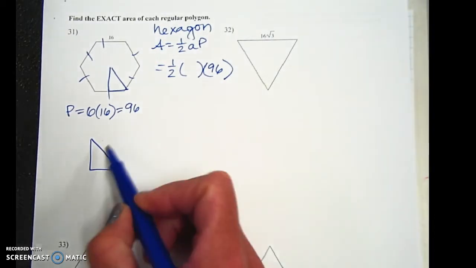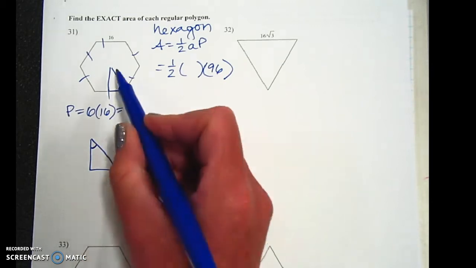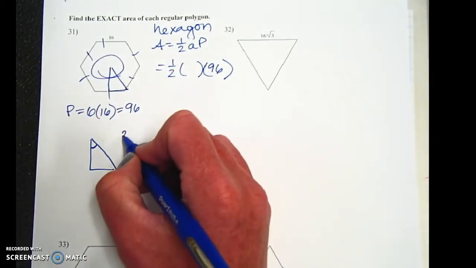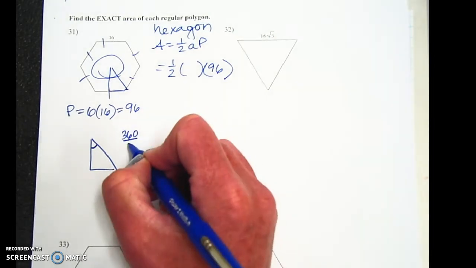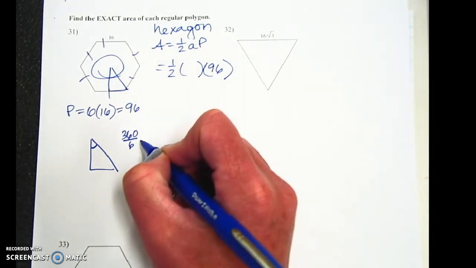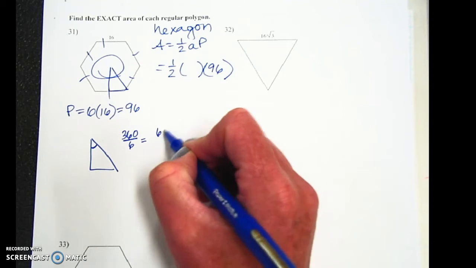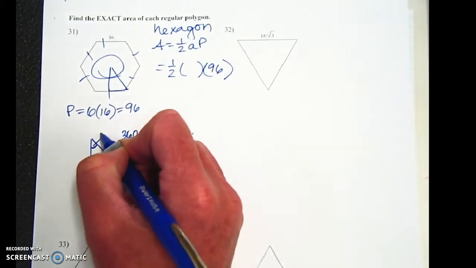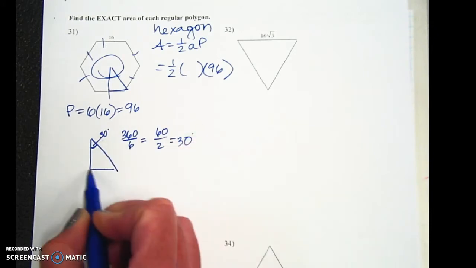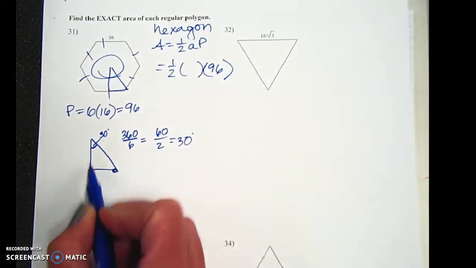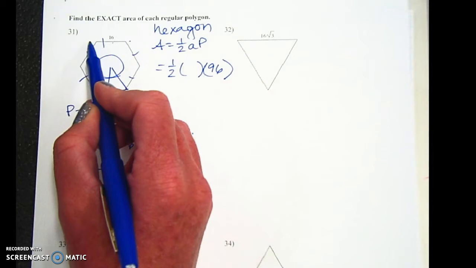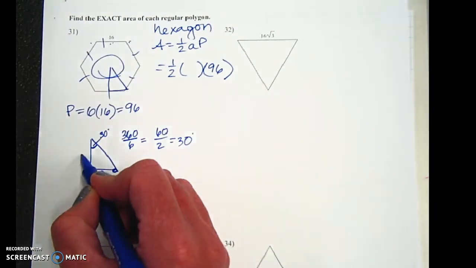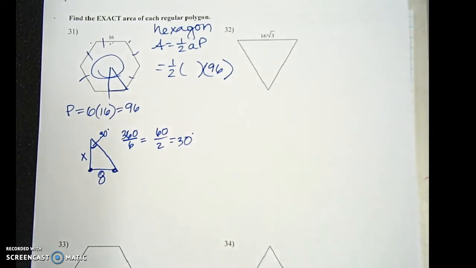So that triangle, to get this angle right here, we're going to start with a complete circle of 360. We're going to divide that 360 by the number of sides, which is 6, and then divide that by 2. So we've got an angle of 30 degrees right here. We also know that this side, from here to here, is 16, so half of it would be 8, and we need the apothem, which we'll call x.